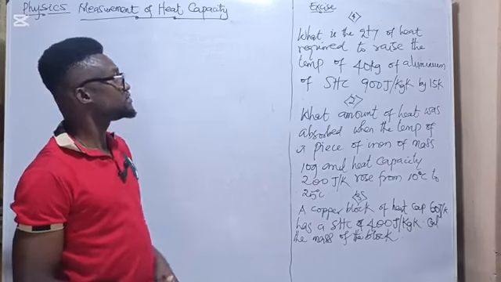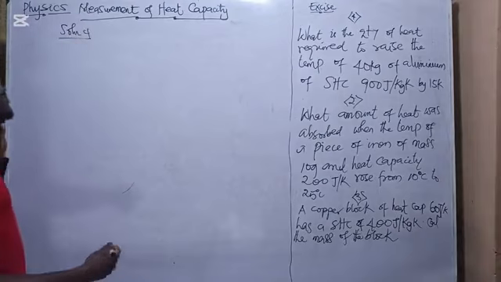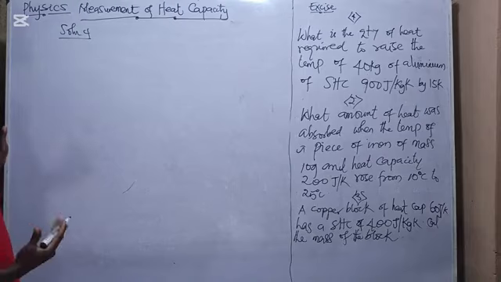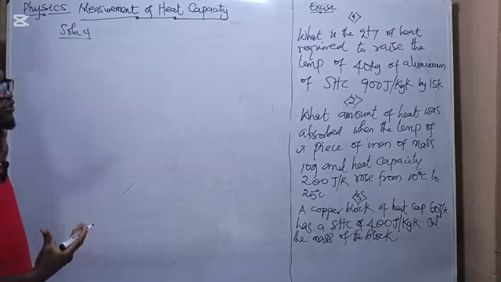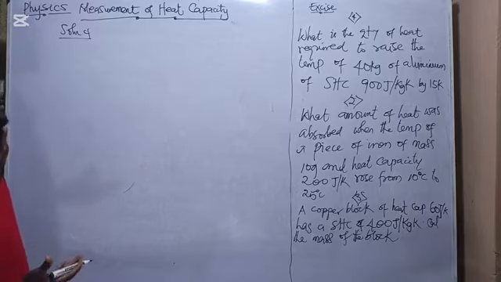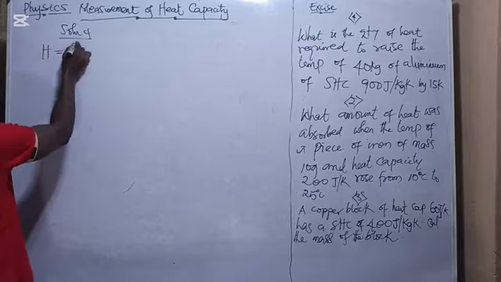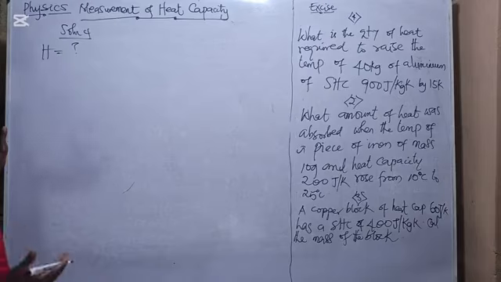Solution to question number 4. What is the quantity of heat required to raise the temperature of 40 kilogram of aluminium of specific heat capacity 900 joule per kilogram per Kelvin by 15 Kelvin? So we have to write down the given parameters first. What is the quantity of heat required? That's H, that's what we are looking for. Required to raise the temperature of 40 kg of aluminium.